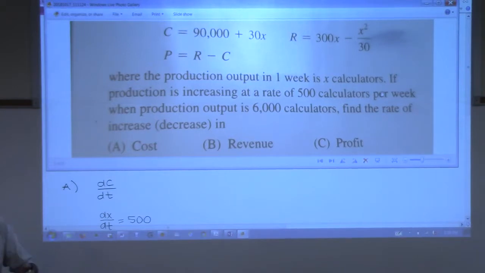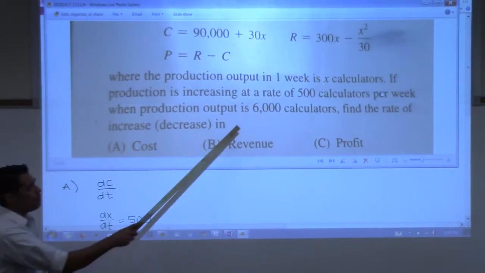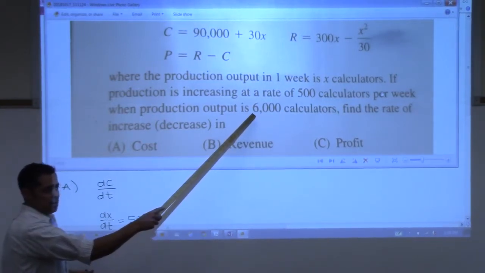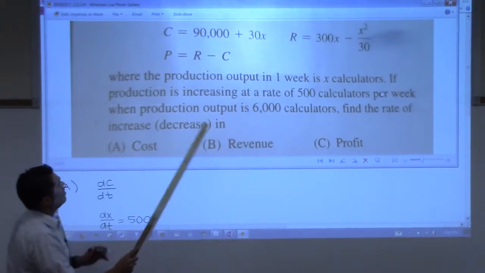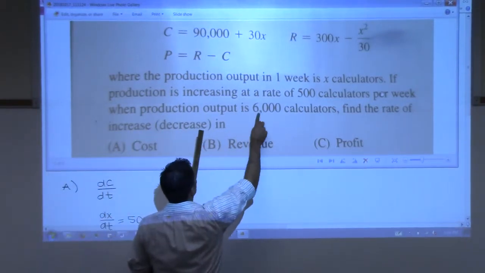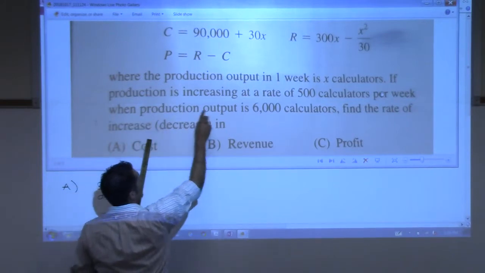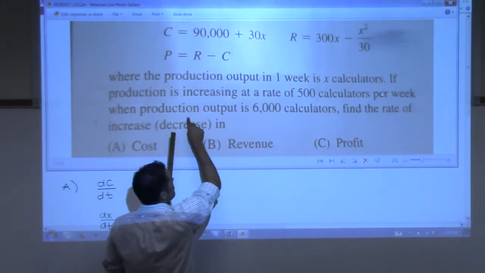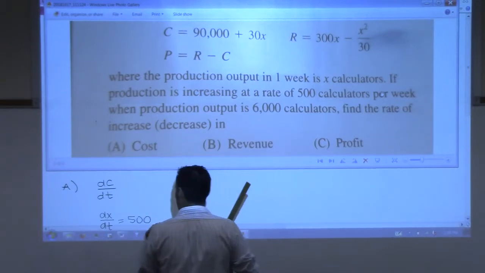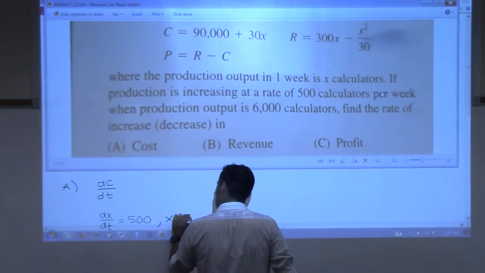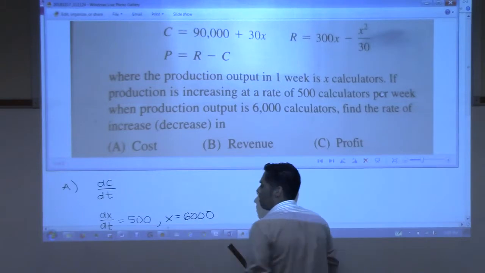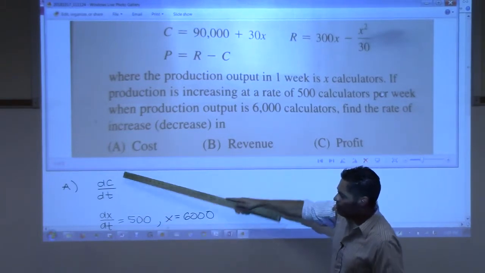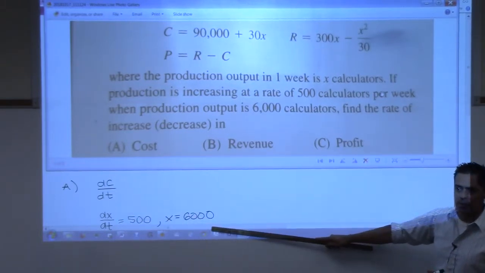That is what x is right now, right? That's our current production level, 6,000, isn't it? That's what it's saying. Notice that with 6,000, it's not talking about a rate. It says when production output is 6,000. It doesn't say when the rate of production or anything like that. It's talking about just the production itself. So this is giving me that x is 6,000. So I want to find this when these two are given to be this.